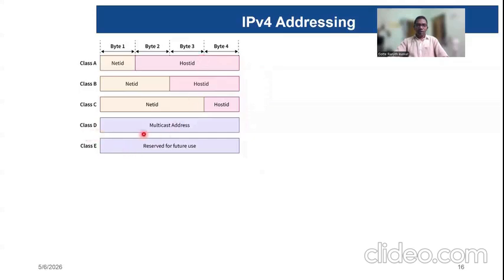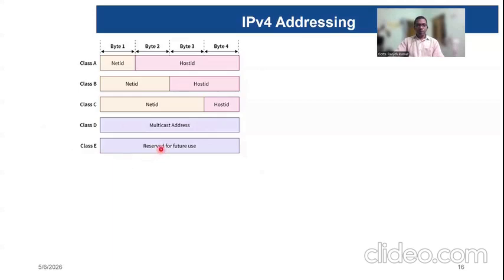Now coming to class D, this is the multicast address. Multicast means that in a network, a message can be delivered to all systems in a group, not to all systems connected to the network. For example, a network has some 100 systems, and in that 100, there are 10 different groups. To a particular group which consists of 10 systems, if you want to send the data, then we can use this multicast address. And the last address, class E, is reserved.